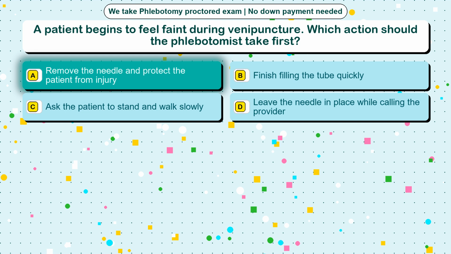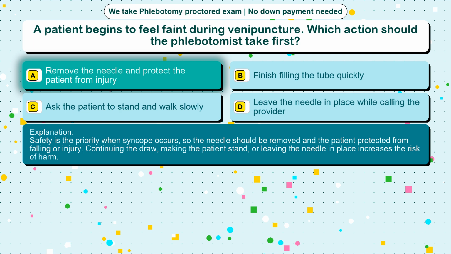The correct answer is option A. Remove the needle and protect the patient from injury. Safety is the priority when syncope occurs, so the needle should be removed and the patient protected from falling or injury. Continuing the draw, making the patient stand, or leaving the needle in place increases the risk of harm.